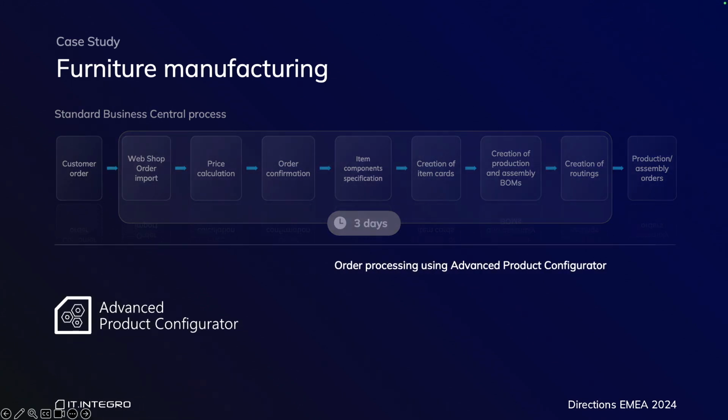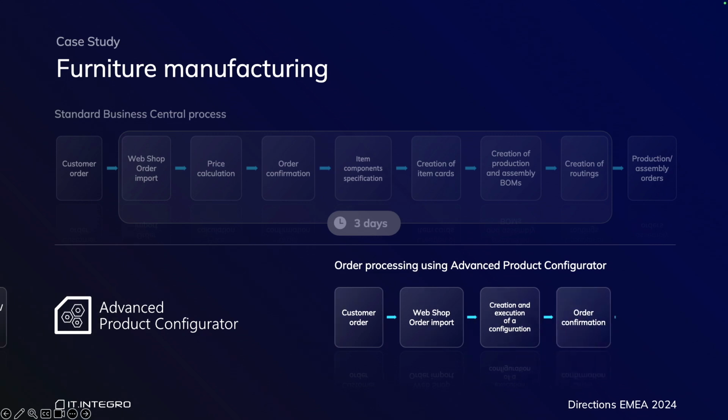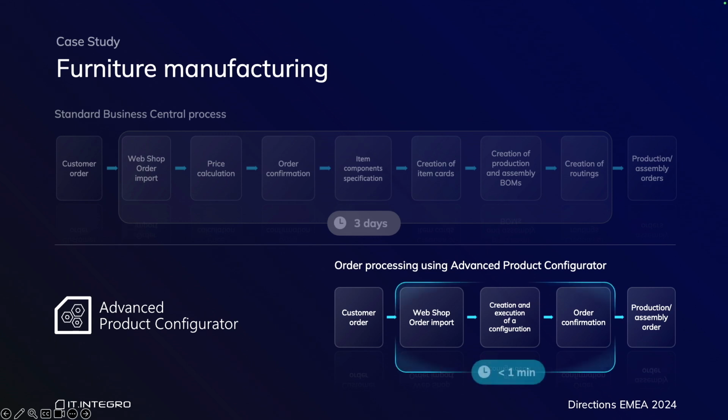During the implementation of Advanced Product Configurator, we automated that. So basically from the moment when the order was placed by the customer to the moment when the company can create a production order, it takes less than a minute because all the steps in between are fully automated using our Advanced Product Configurator.